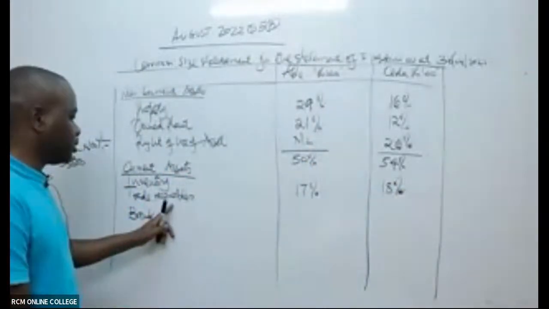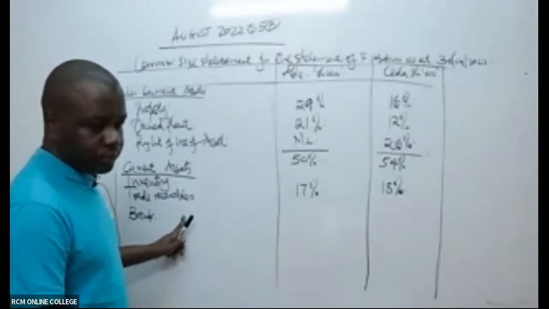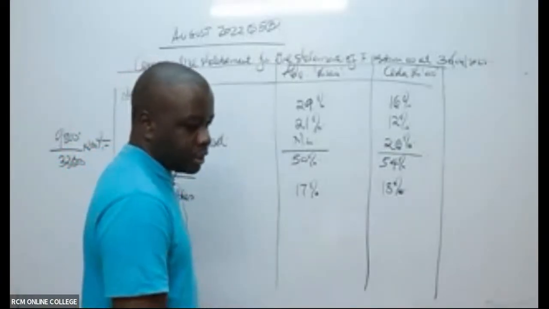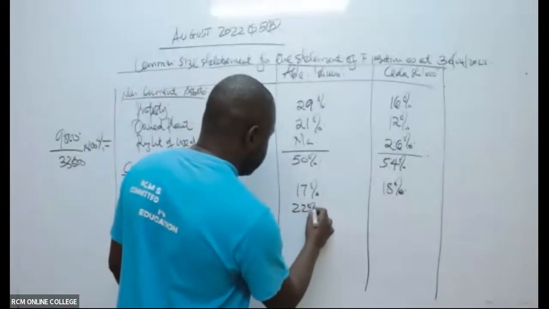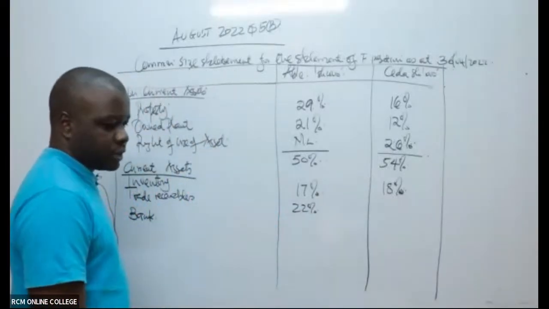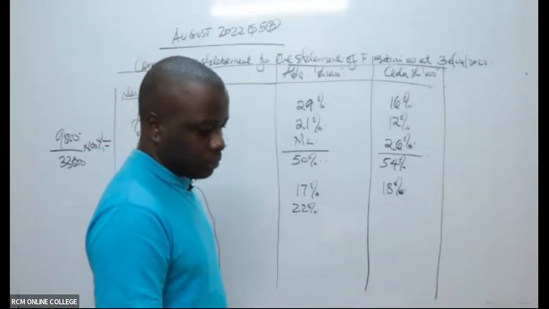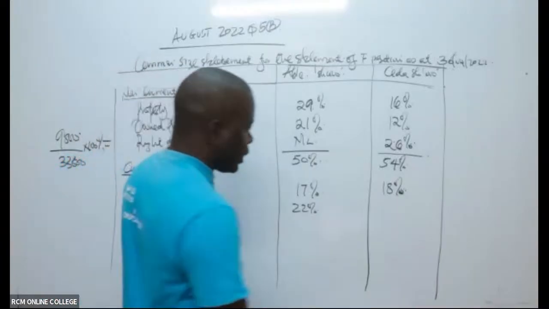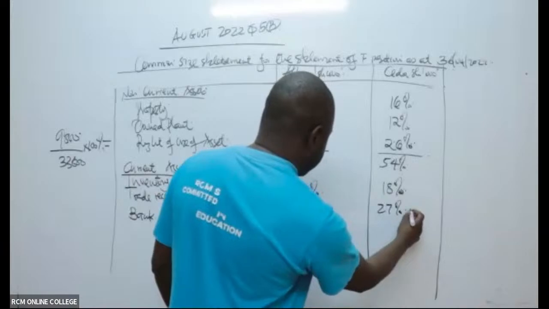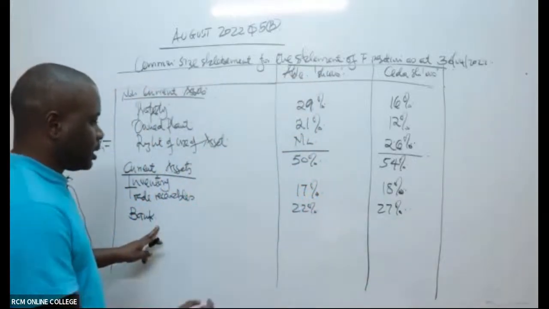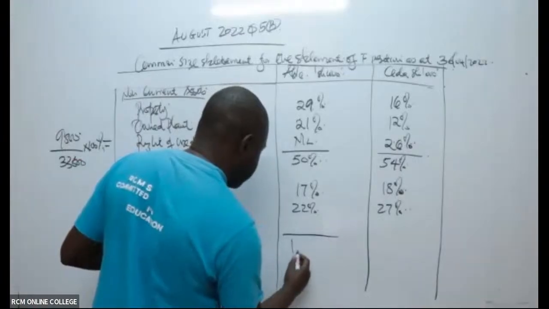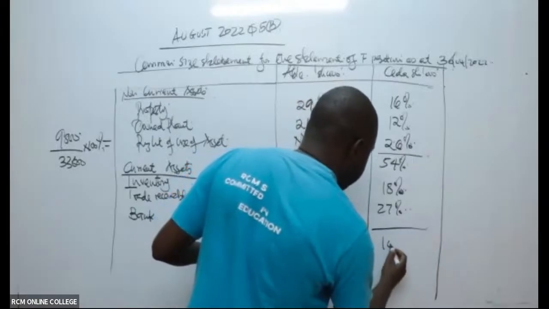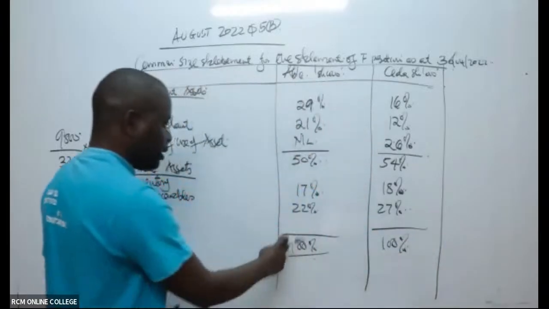And the trade receivables: 21.9, so that is 22%. What about the other side? 26.8, so if you round off, that is 27%. And then the bank, so this should give us a total of 100%. What about bank here?